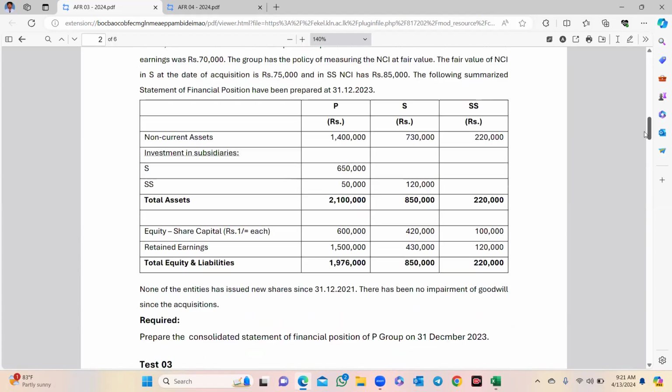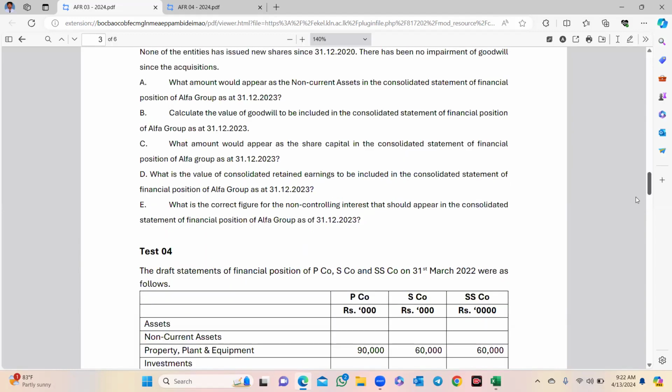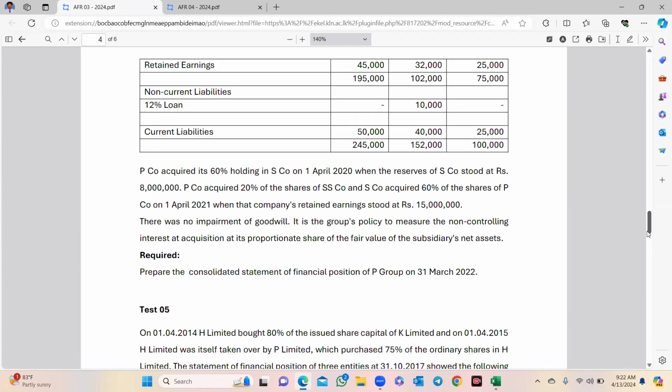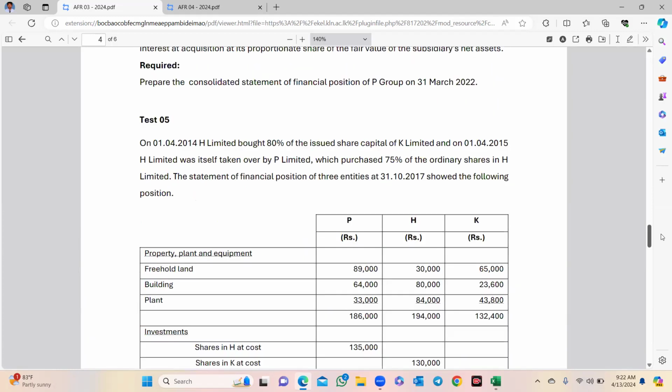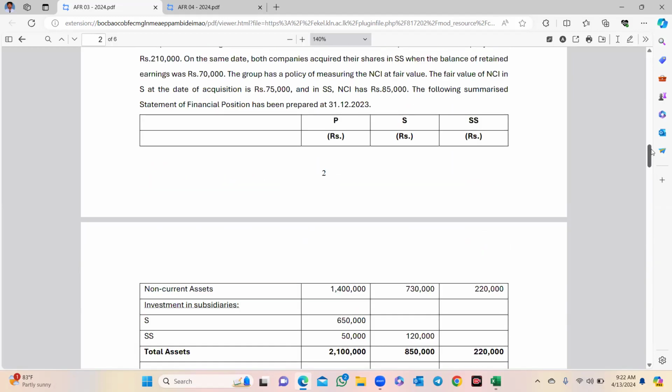Let's do question number 3. 2 is also good. 3 we will do, because that is a vertical group, not vertical, that is a good question in mixed group. Right? We will do that. Thank you.